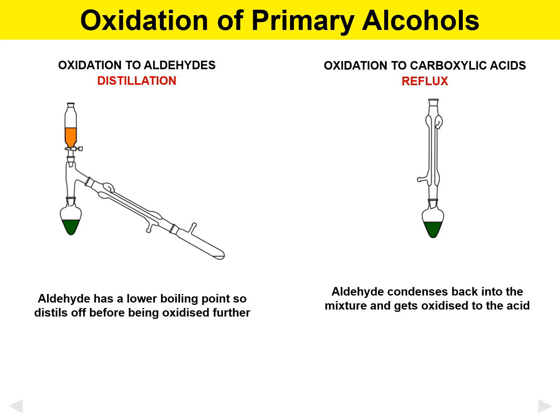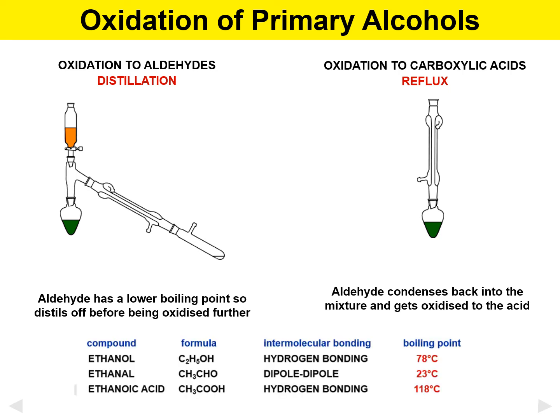During oxidation of a primary alcohol, if the aldehyde is required, the aldehyde is distilled off. However, if you want to oxidize a primary alcohol all the way to a carboxylic acid, we use reflux apparatus. The reason why we do this is due to the boiling points of the products. If you look at the table below, you can see that ethanal, because it does not have any hydrogen bonding, has a very low boiling point.